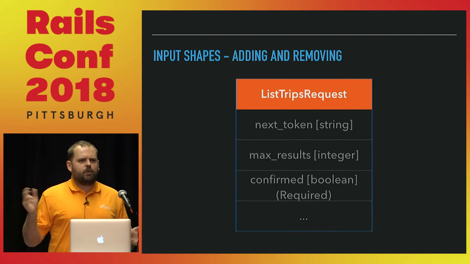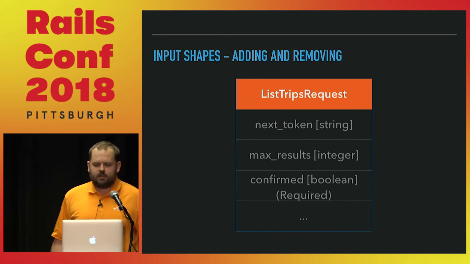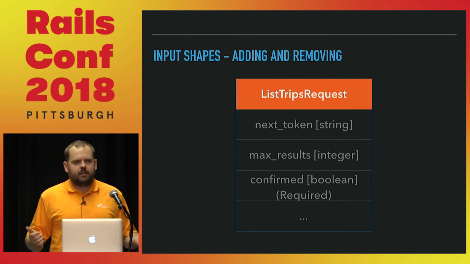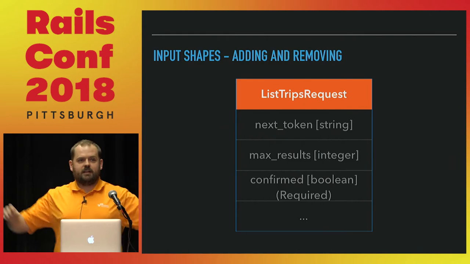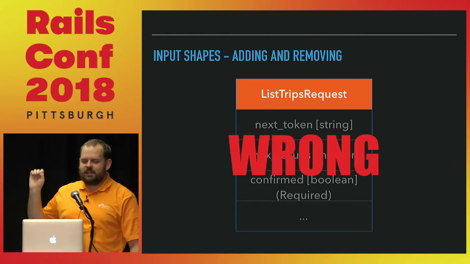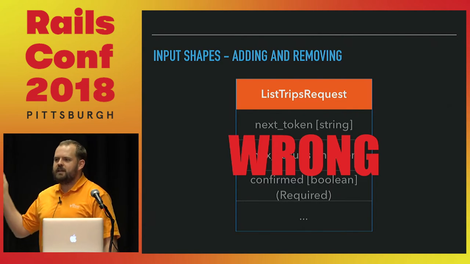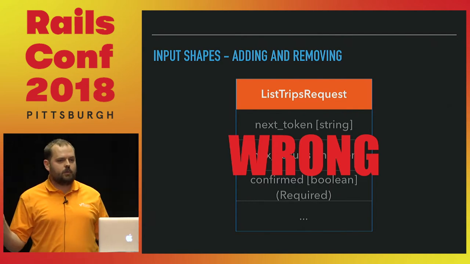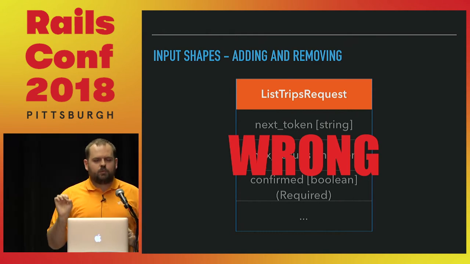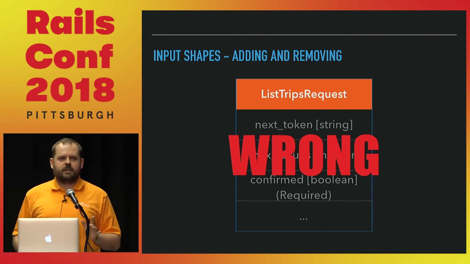But now I'm running into a scaling problem because Rails doesn't scale. We all know that. And so I want to require that you have to tell me if the trips are confirmed or not. Is this okay? Interactively, is this okay? No. Relaxing parameter requirements is okay. If we had an old required parameter and we want to say it's not required anymore, that's fine. That breaks nobody. But adding new required parameters is going to break you.